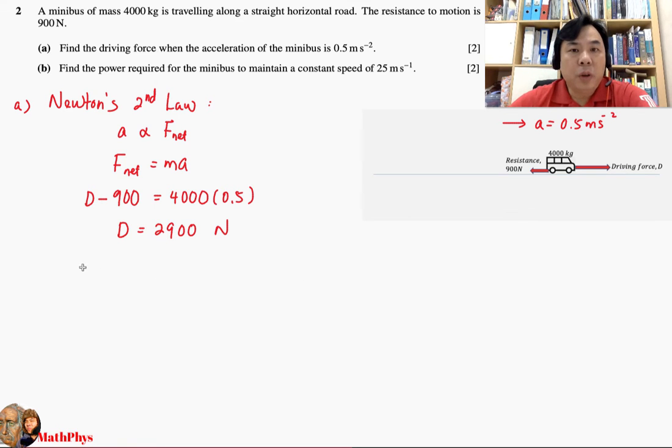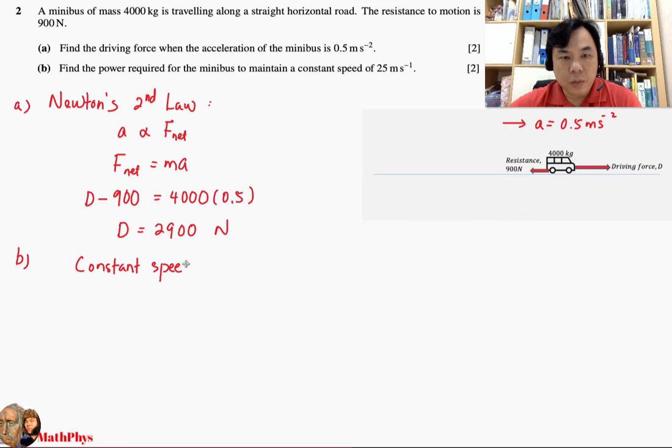Okay, let's move on to B now. Now find the power required for the minibus to maintain a constant speed of 25 meter per second. All right. Now, if the bus were to maintain a constant speed, it means that there will not be any acceleration. So, therefore, we're going to write down some conclusions that we can get from the constant speed itself.